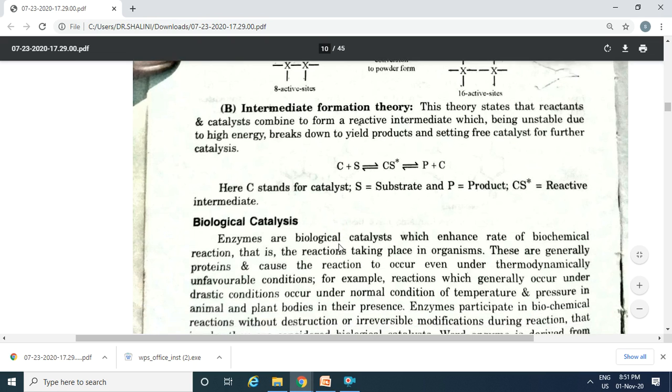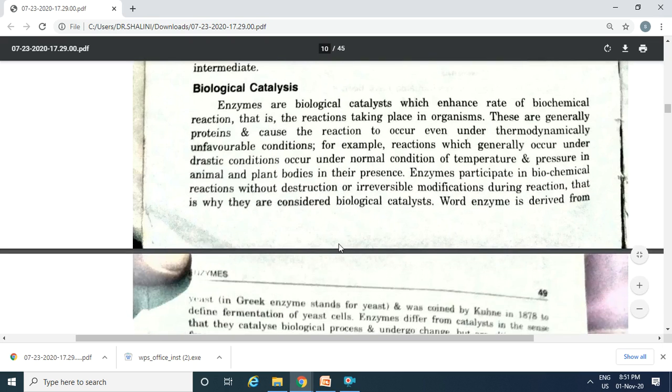Now we come to biological catalysis. Enzymes are biological catalysts which enhance the rate of biochemical reactions, that is, the reactions taking place in organisms. These are generally proteins and work even under thermodynamically unfavorable conditions. For example, reactions which generally occur under drastic conditions occur under normal conditions of temperature and pressure in animal and plant bodies in their presence.